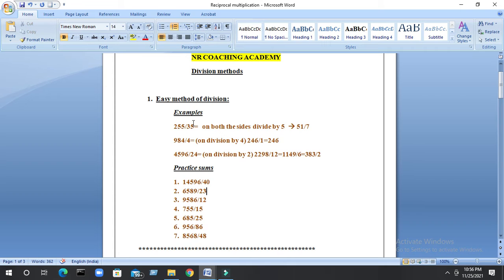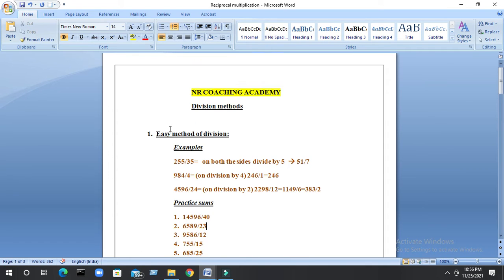So what I did is, why don't we just divide both the numerator and the denominator by a common number, one which can divide both the numerator and the denominator? If you observe here, what can be the common number? Take the units place of the numerator, 5. The denominator, again, is 5.